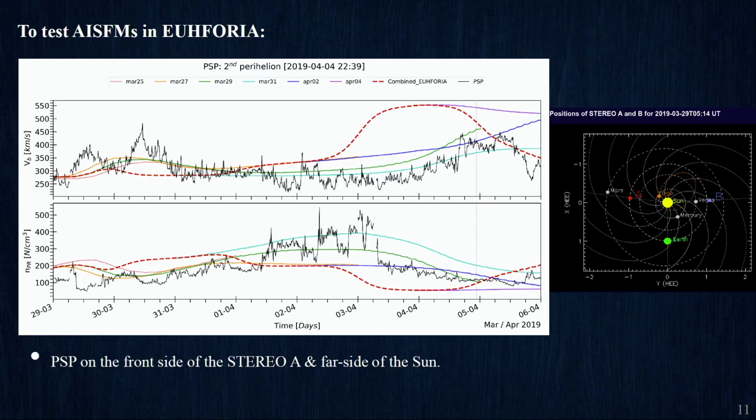So we wanted to check how it behaves in another interval. This is another period where PSP was on the far side of the Sun compared to the Earth, but on the front side for STEREO. When we look at the combined EUHFORIA data, we see that it underestimates for this period, and also it could not reproduce the two peaks.